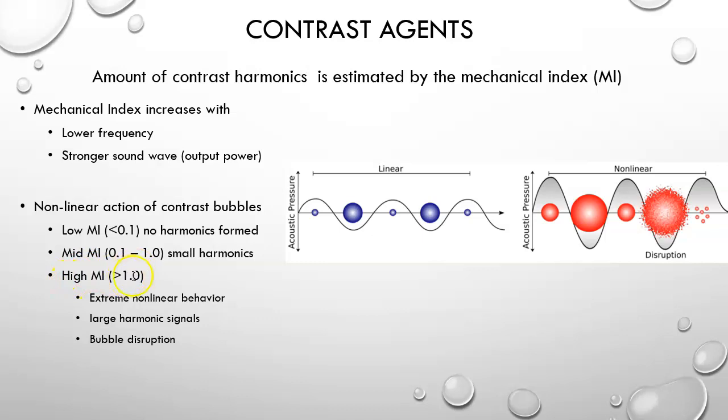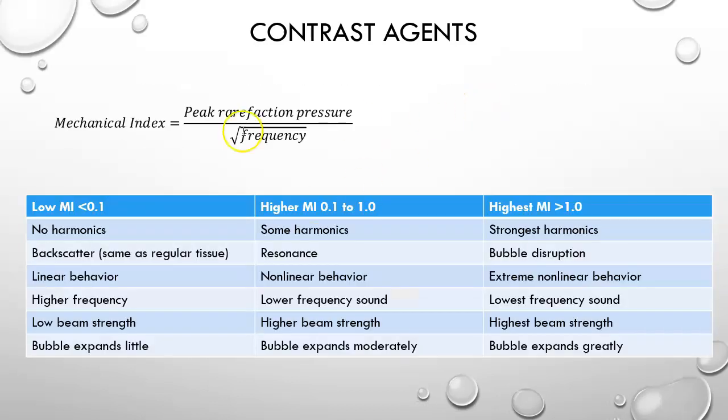High MI is greater than 1.0, and this is where you're going to get bubble disruption occurring. The fact is, you get bubble disruption at any mechanical index above 0.3, but really at 1.0 it's really going to destroy the bubbles. So here's our mechanical index, and this is the formula for it: peak rarefaction divided by the square root of the frequency. So it's a very straightforward calculation to get the mechanical index.